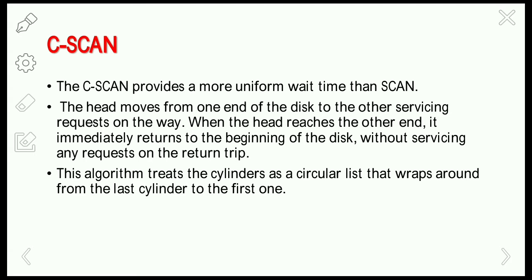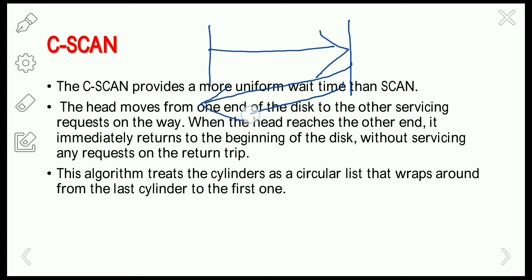Okay, in the case of the scan algorithm, it is going to work as an elevator, right? It will start from one end of the disk to the other end of the disk, and it will service all the requests. After reaching the other end of the disk, it will return back and service the remaining requests in the case of the scan scheduling algorithm. But in the case of the C-scan, that is the circular scan scheduling algorithm, in the return trip it is not going to service any request.